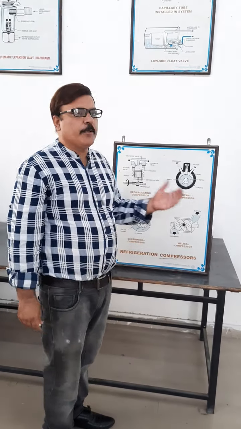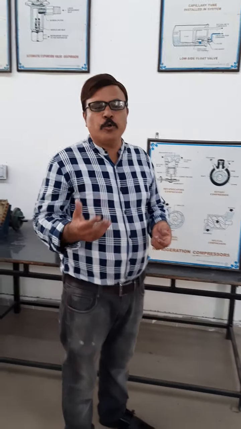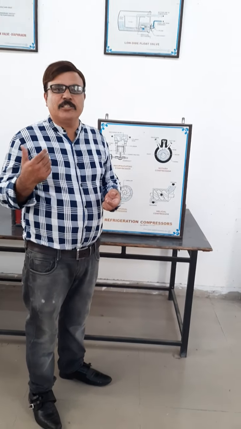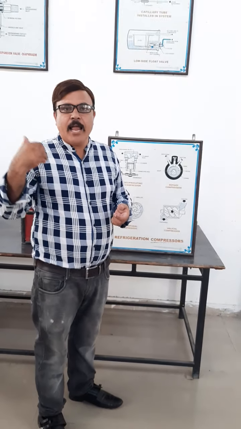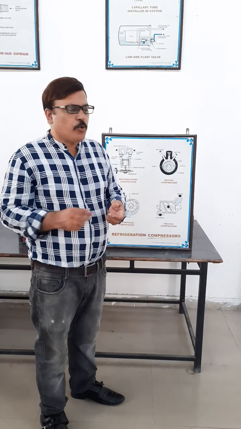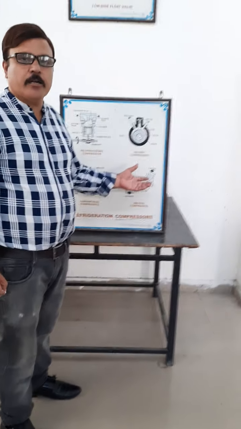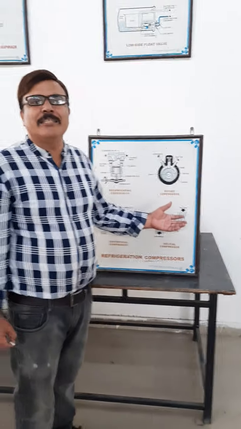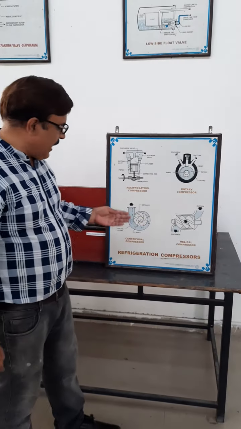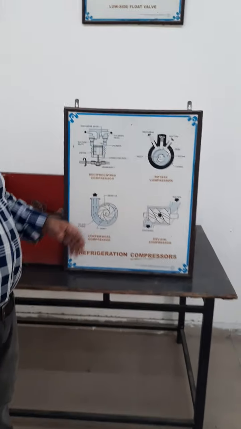So this type of screw compressor is mostly used where tonnage capacity required is more than 20 ton and up to 750 ton. So this type of compressor is mostly used for industrial purposes. Okay, so next we have the centrifugal type compressor.